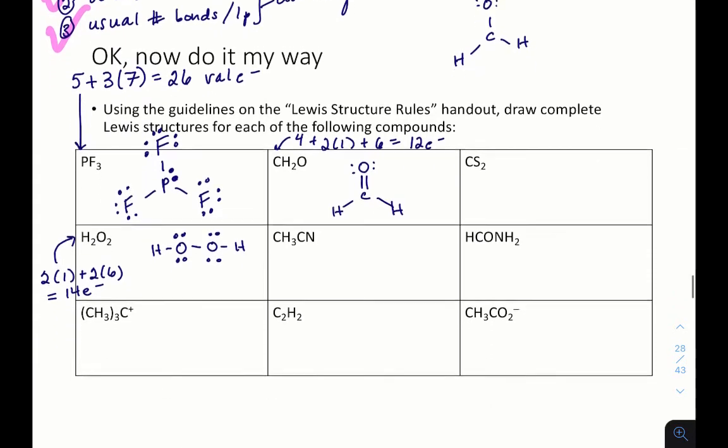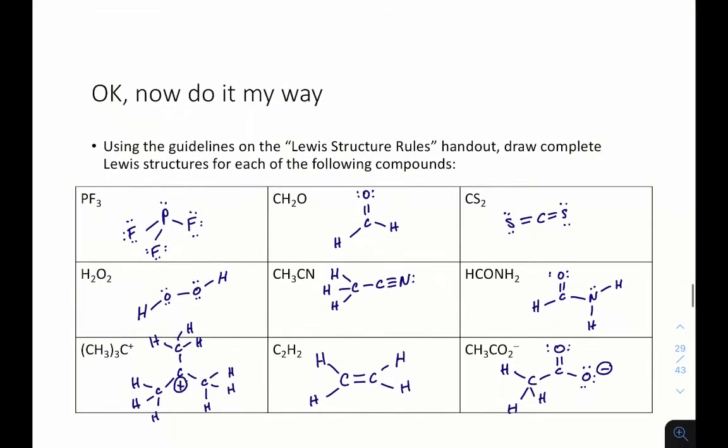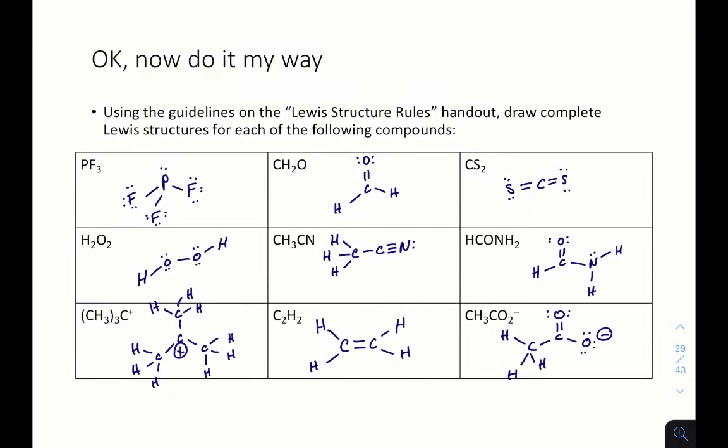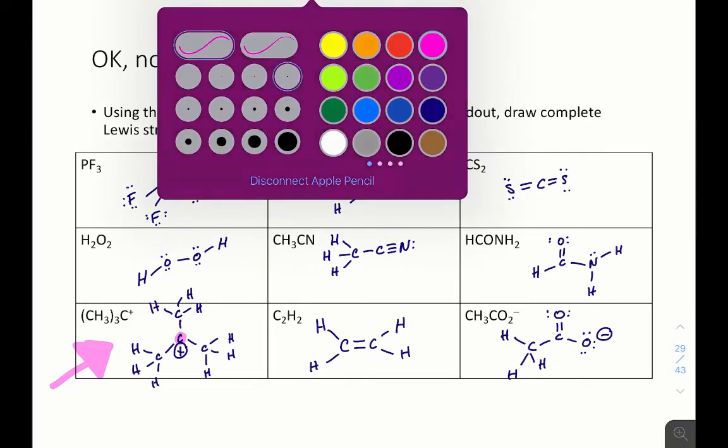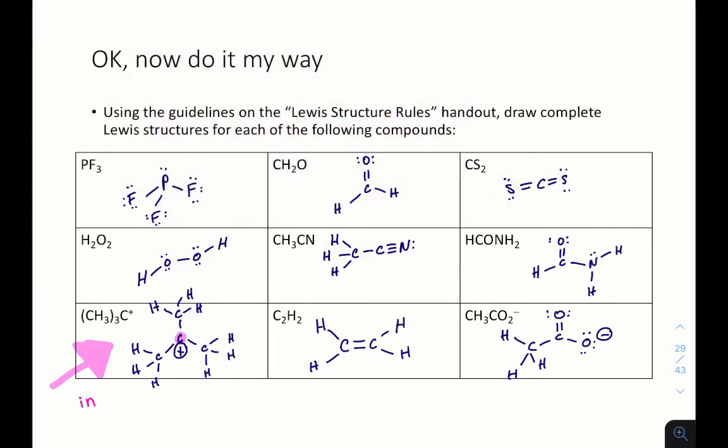I'm going to project the answers to the rest of the problems. You should pause and just check your answers. And when you're ready, let's take a look at this ion. So there's something that you'll notice. You'll notice that this carbon atom that I'll make in pink here does not have an octet. And so you might say, is that legal? Yes, that is legal. We will encounter this ion in our class.